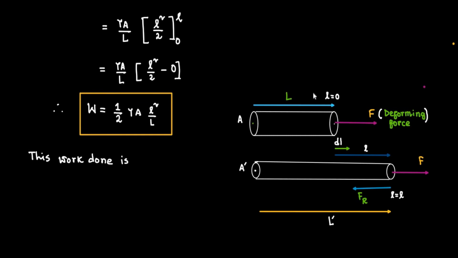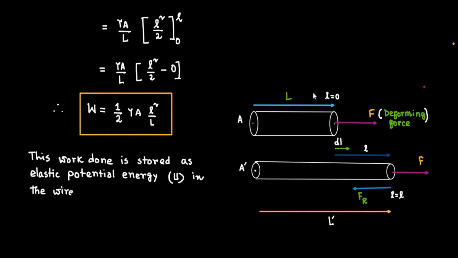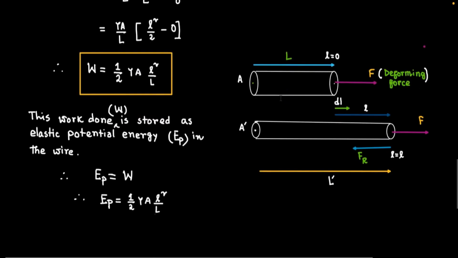This work done is stored as elastic potential energy in the wire. Elastic potential energy is denoted by EP, not U. Therefore, EP equals W. Therefore, EP equals 1 by 2 Y A l square by capital L.